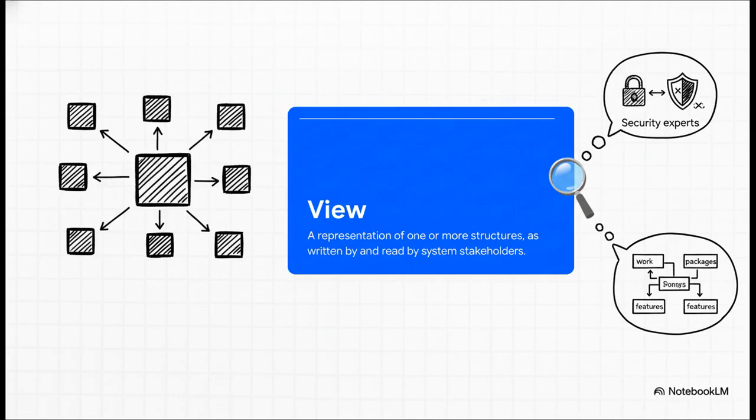This brings it all together. A view is just a presentation of a structure that's tailor-made for a specific person. Remember our CEO and developer? They need different views of the same system. A security expert gets a view that highlights firewalls. A project manager gets one that maps features to components. Same system, just different ways of looking at it.